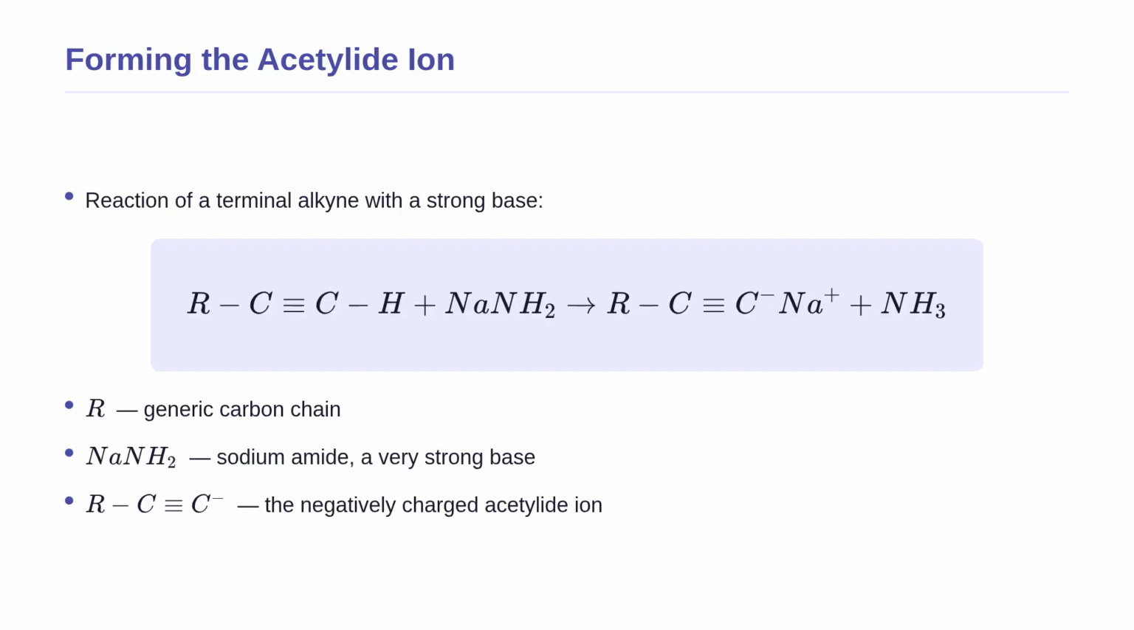This concept of acidity leads us directly to our first key chemical equation. Here we see a generic terminal alkyne reacting with sodium amide. The R represents any carbon chain. Sodium amide is our strong base. It strips the hydrogen away, forming ammonia gas and leaving behind the acetylide ion. Notice the negative charge on the carbon? If we increase the concentration of the base, the rate at which the terminal hydrogen is removed increases, rapidly producing more acetylide ions. This negatively charged ion is incredibly useful, as it is now primed to attack other molecules.